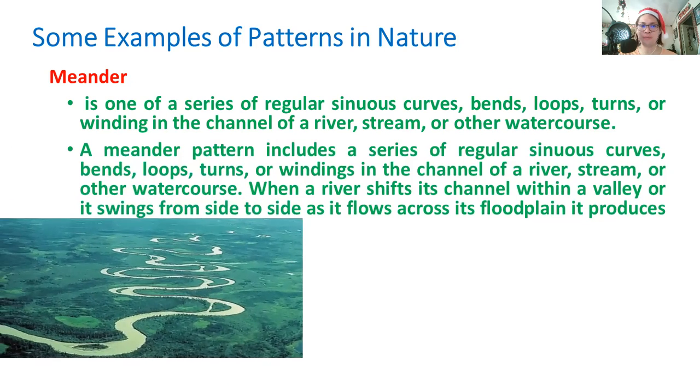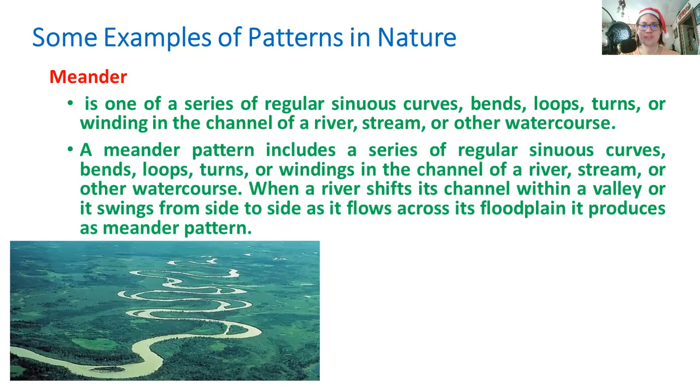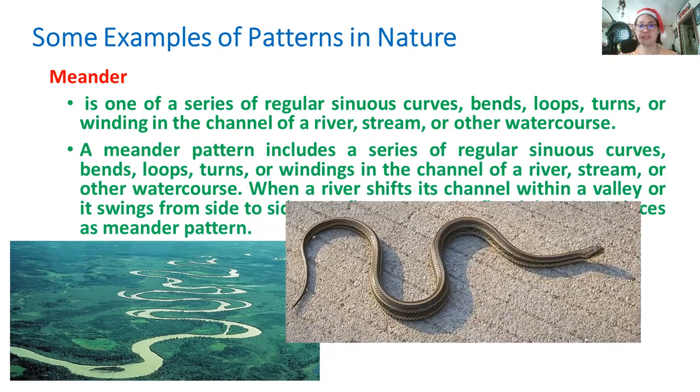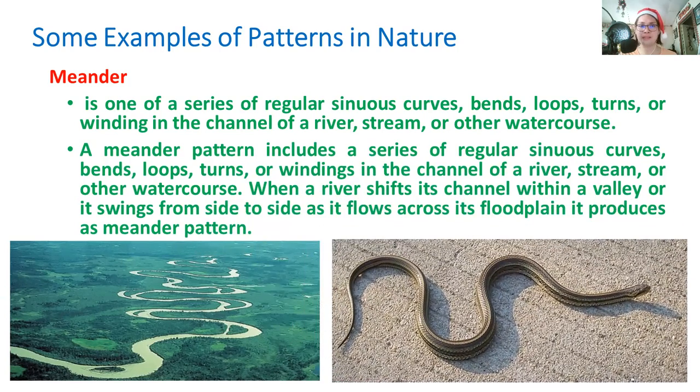Okay, so this is an example of a meander pattern. As I have said, it is a sinuous curve. Yes, it bends, it has loops, it turns. It has windings in the channel of a river or stream or other water course. Another example, this one also shows a meander. Okay, so it's a sinuous curve.